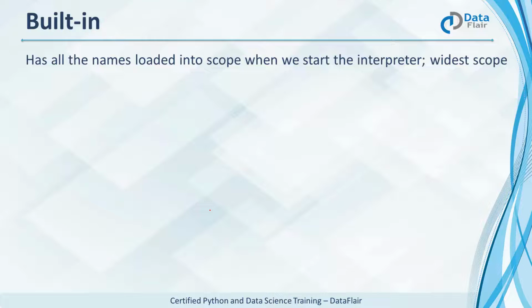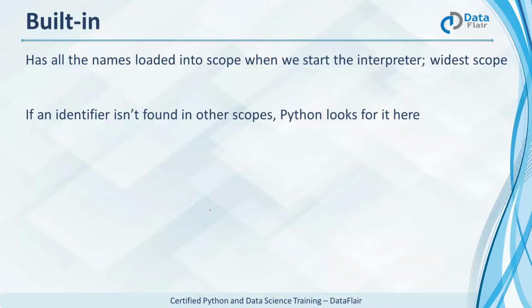The built-in scope has all the names loaded into scope when we start the interpreter. Like the print function is always available to you. This is the widest scope of them all. This is also where the interpreter looks for an identifier if it cannot find it in other scopes. The order of looking for identifiers is LEGB: local, enclosing, global, and built-in.